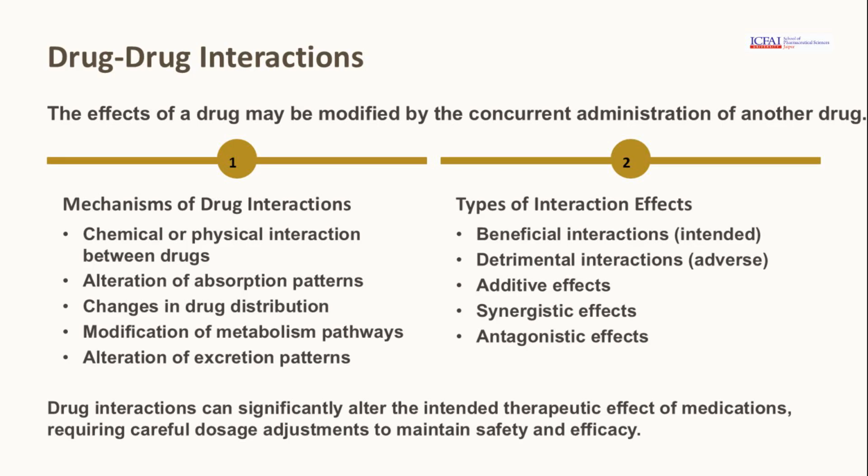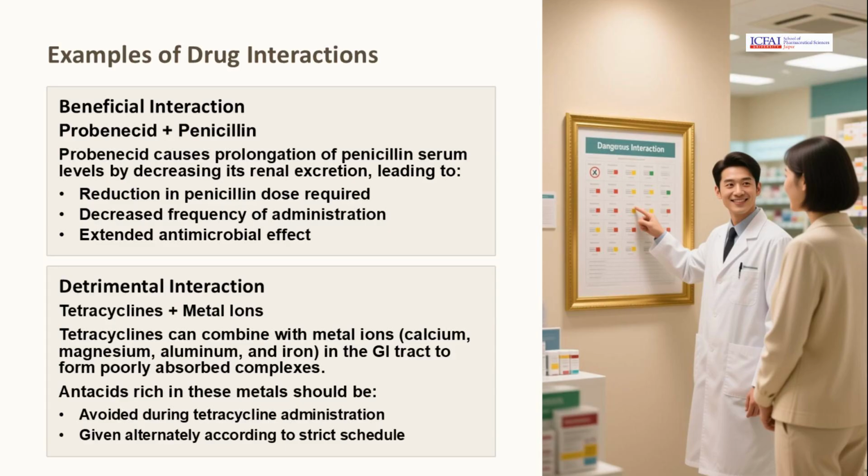Drug-drug interactions can significantly alter the effects of medications. These interactions may be beneficial, detrimental, or additive, requiring careful dosage adjustments to maintain safety and efficacy. Understanding the mechanisms and types of interaction effects is essential for optimizing therapeutic outcomes. Drug interactions can be beneficial or detrimental. For instance, probenecid prolongs penicillin serum levels, while tetracyclines can interact with metal ions, affecting absorption. Recognizing these interactions helps in adjusting dosages and schedules to ensure effective treatment and minimize adverse effects.